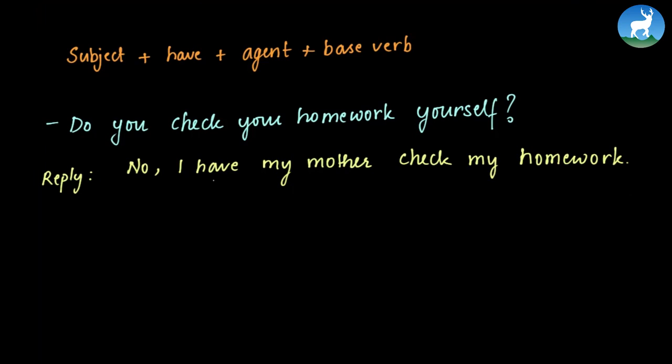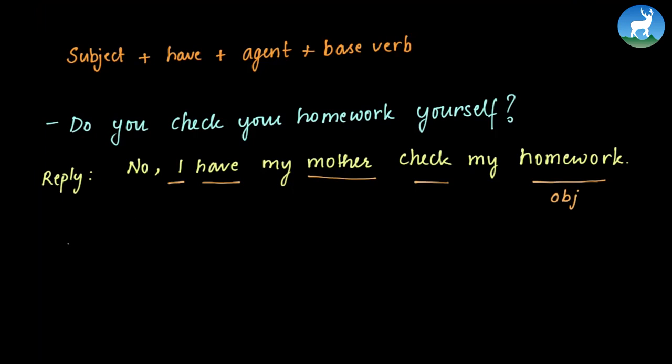So here we have the structure with subject, that's I, have is the causative verb, mother is the agent, and check is the base verb, and then we write the object. Unlike in get, we don't use to plus base verb. The only difference between have and get lies here. So here we have subject plus have plus agent plus base verb.